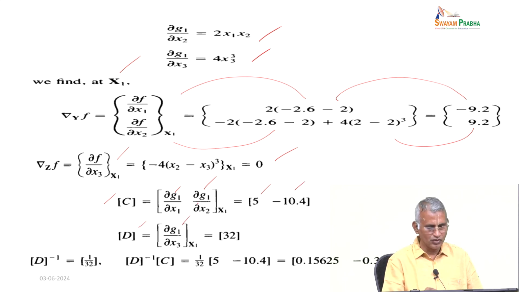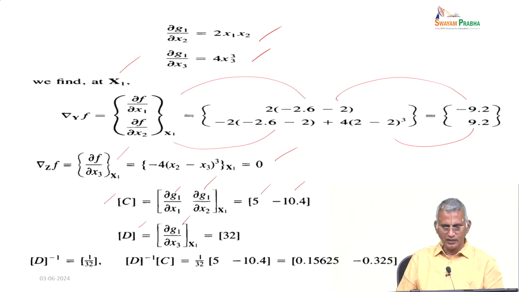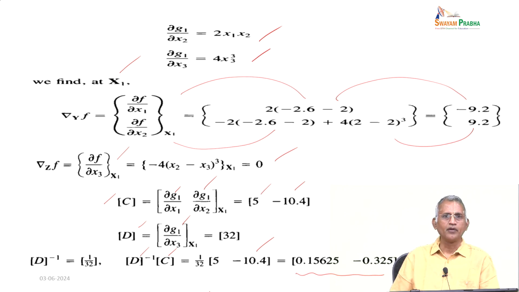Similarly, D is ∂g1/∂x3 at x1 equal to 32. Therefore, we have D inverse equal to 1 by 32. D inverse and C: 1 by 32 into (5, minus 10.4), which is equal to 0.15625, minus 0.325, because minus 10.4 divided by 32 gives this value.